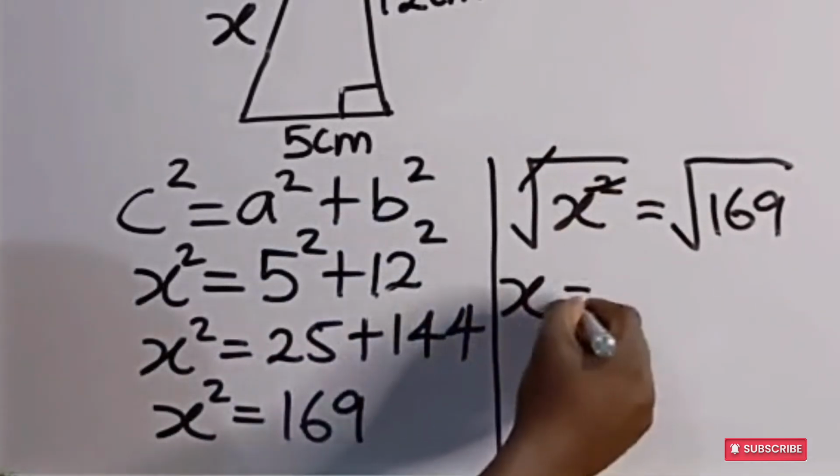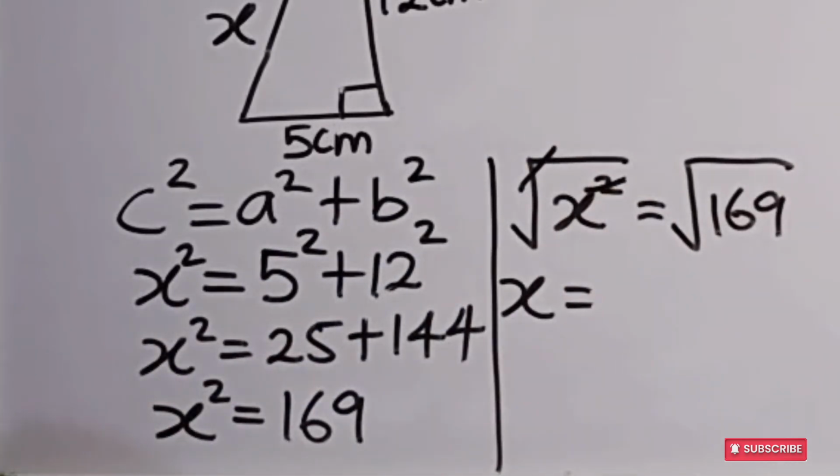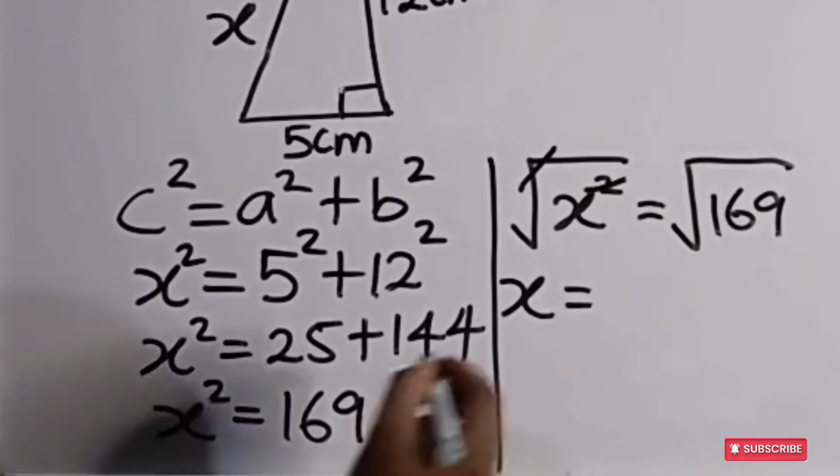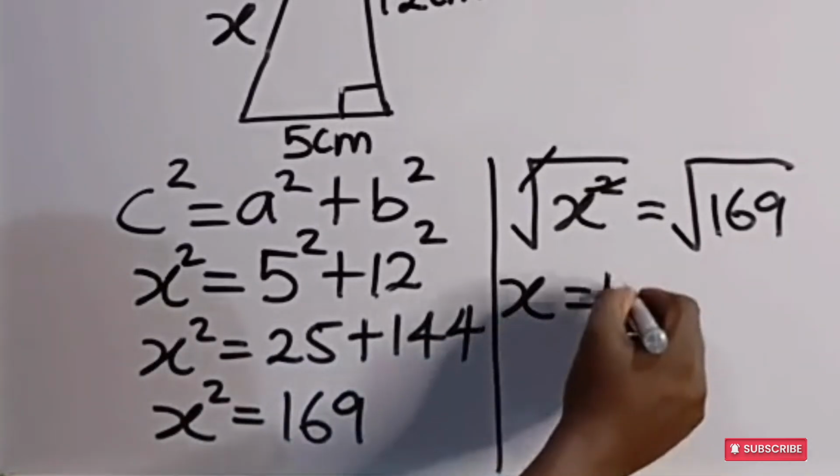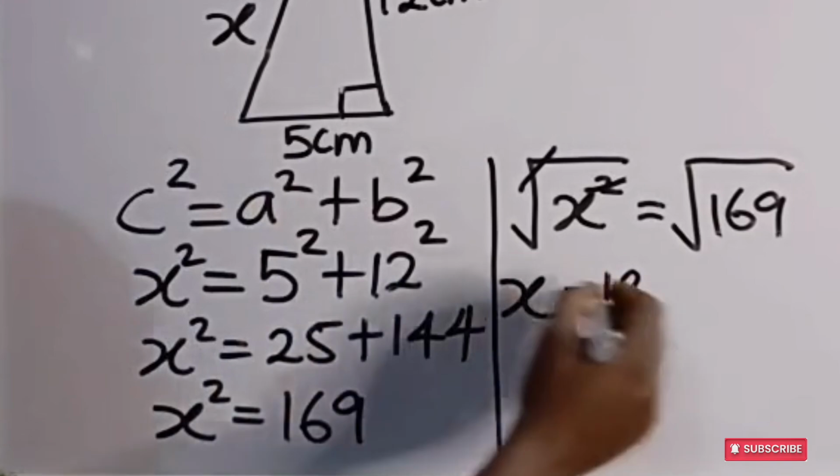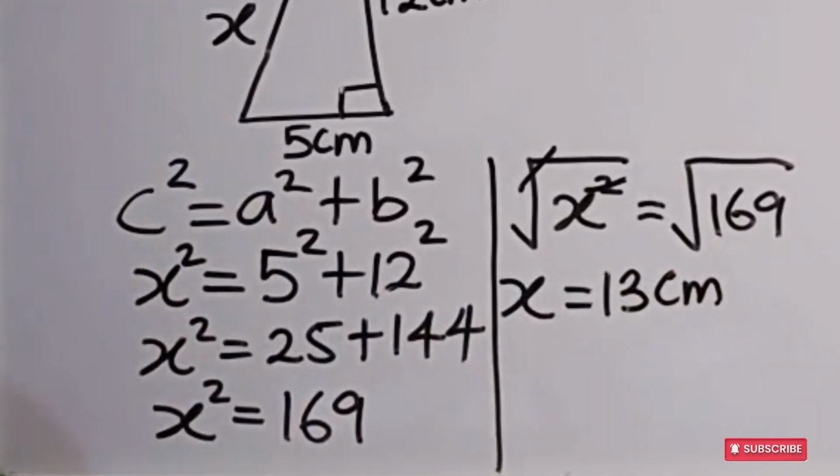We have x is equal to square root of 169, which is 13. So the square root of 169 is 13. That means the value of x is 13 centimeters. So let's look at another example.